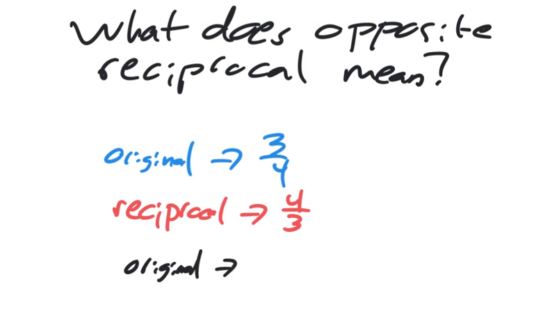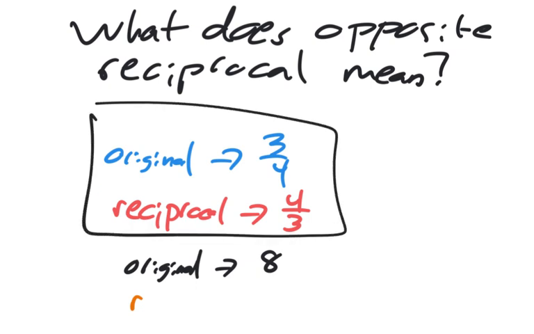If the original was 8, its reciprocal would be 1/8. We just turn 8 into a fraction and flip it. Right? We can turn any number to a fraction by putting it over 1. Is everybody good with that?